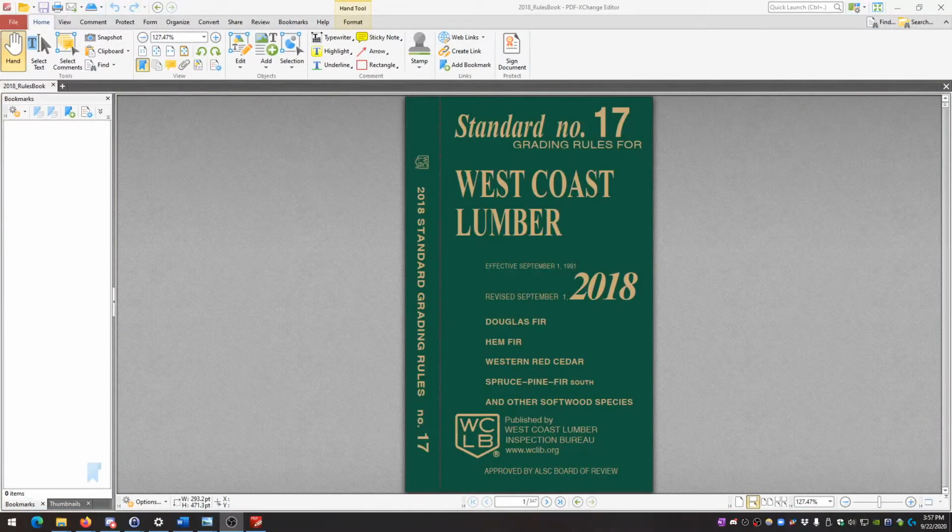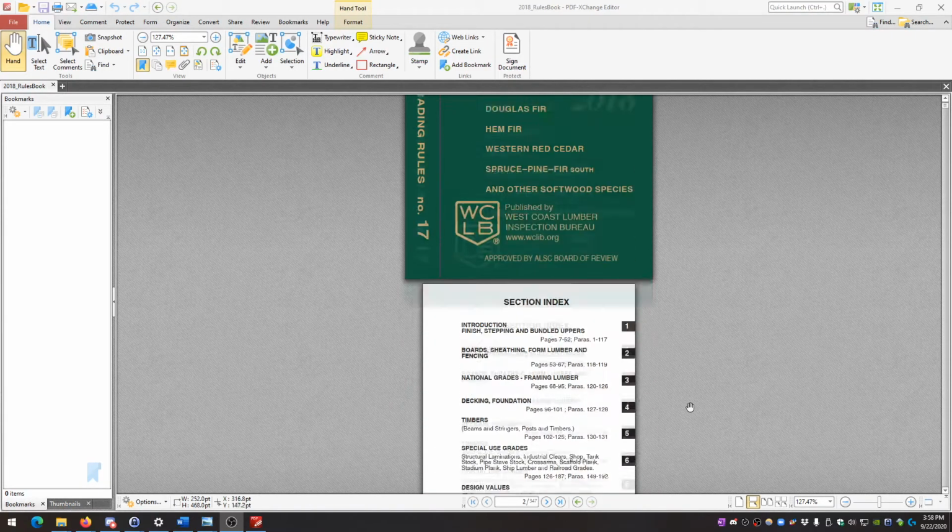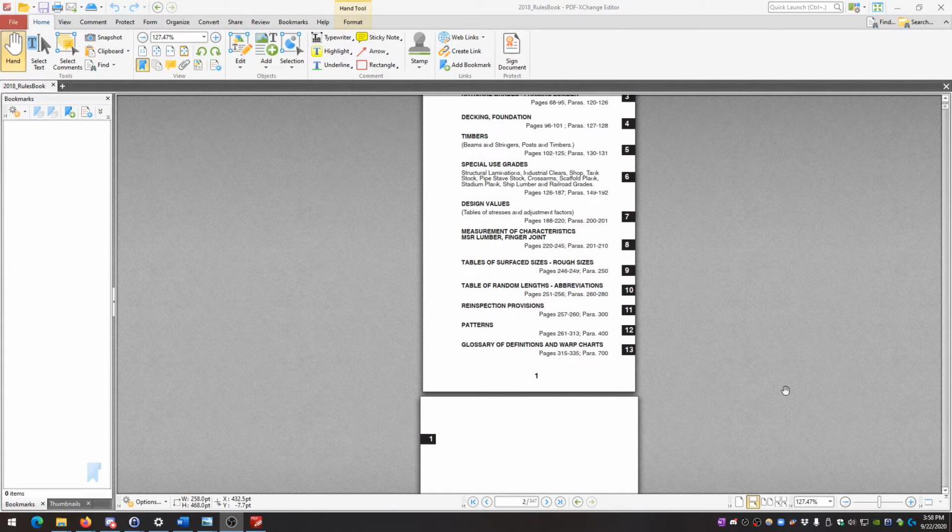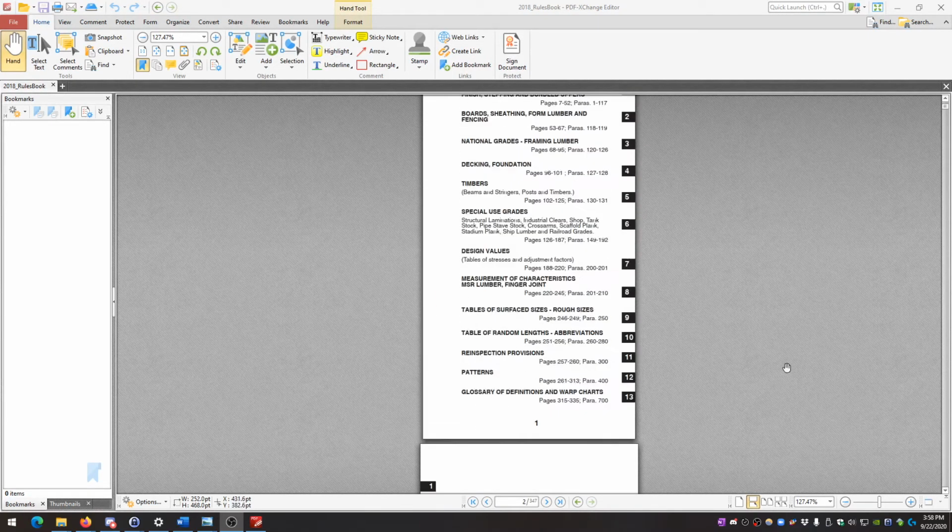Alright, so I next wanted to take a look at this. This is standard number 17, put out by the West Coast Lumber Inspection Bureau back in 2018. And this is the actual standard developed by this agency for the purpose of rating species such as Douglas fir, hem fir, western red cedar, and other softwoods, including western larch, that sort of thing. As you can see by the number of pages, this is a 350-page document. This is not a simple process. This thing is just as involved as our wood design codes.